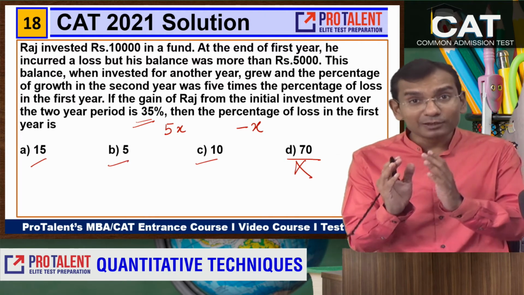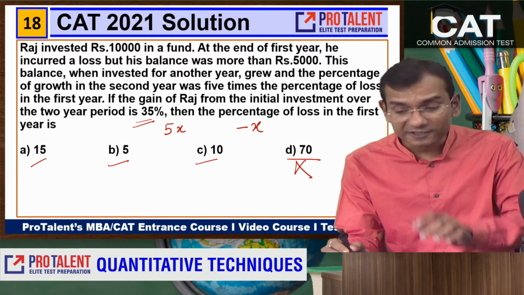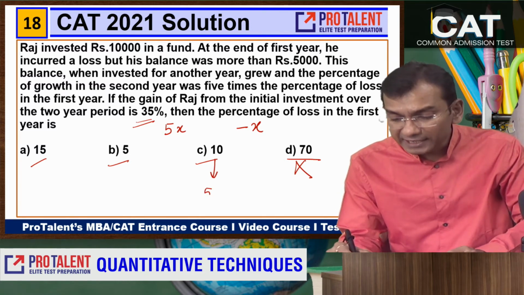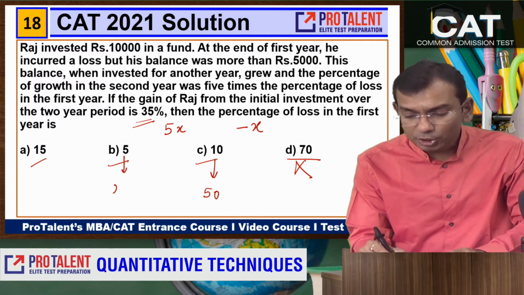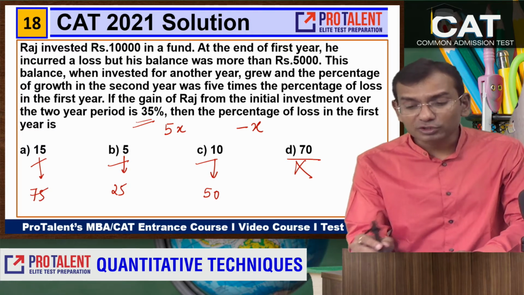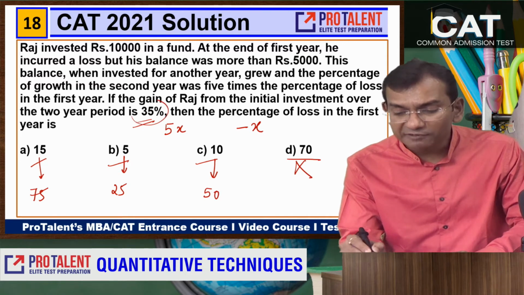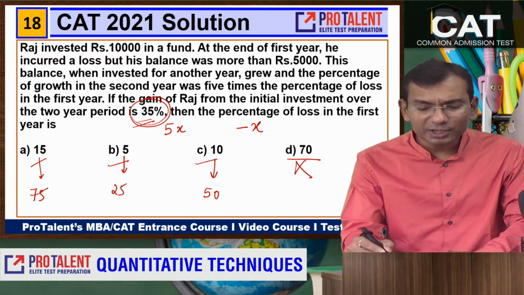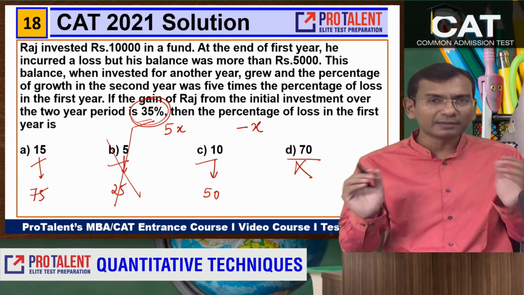Yes or no? If the loss of 10 is there in the first year, ठीक है, what will happen for the profit of the next year? 5 times 50, यहाँ पे होगा 25 और यहाँ पे होगा आपका 75. ठीक है, और उसकी वजह से उसको ओवरऑल 35% का प्रॉफिट हुआ. अब आप देखिए 25 और 5 मिला के 35 तो देगा ही नहीं. मतलब ये आंसर तो है ही नहीं.